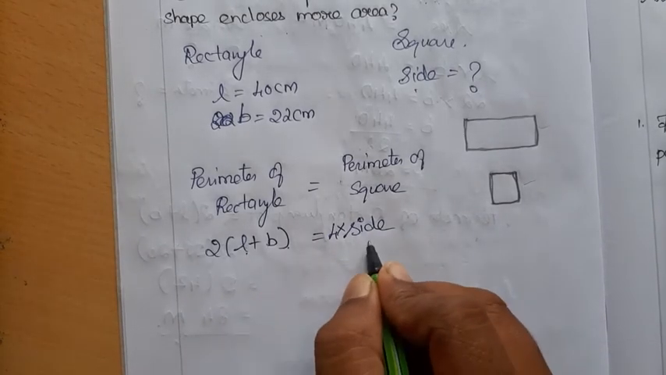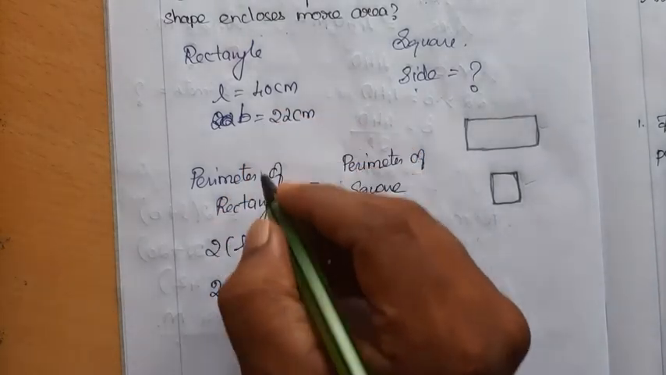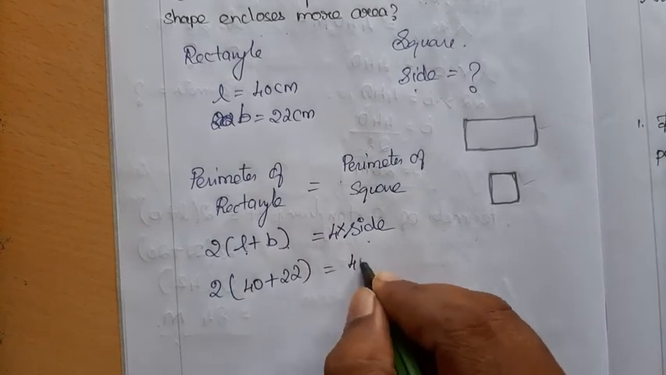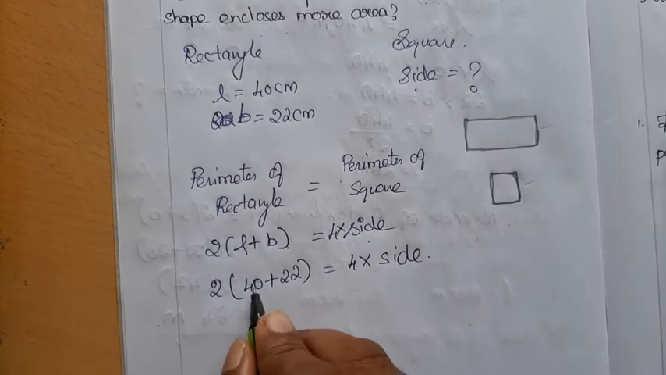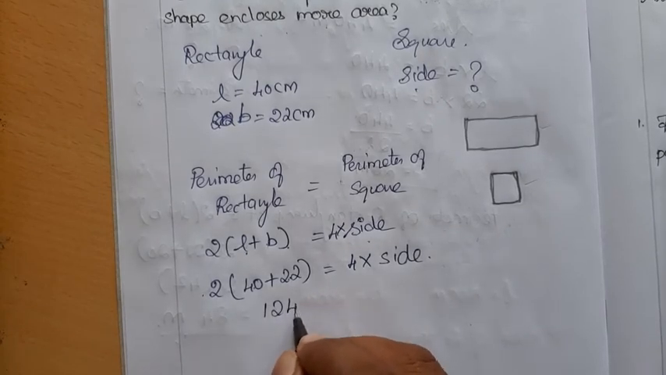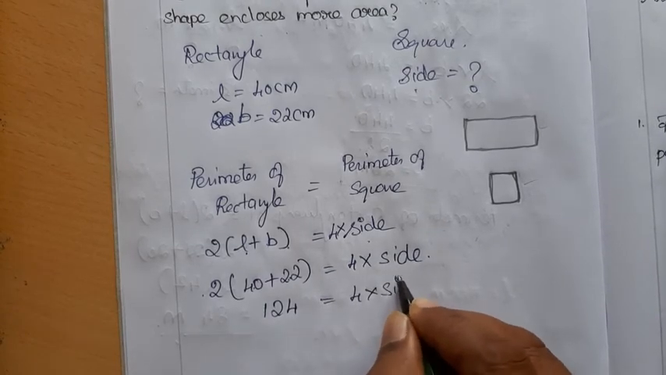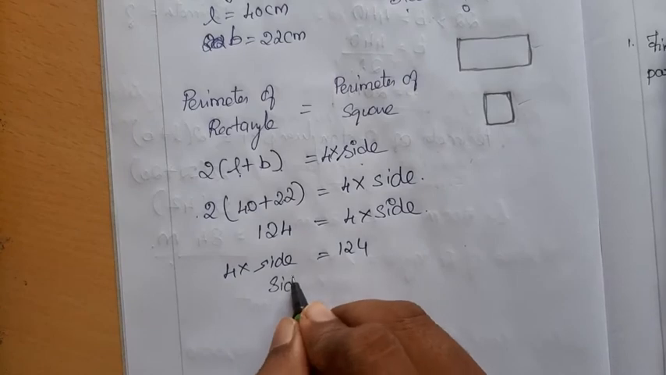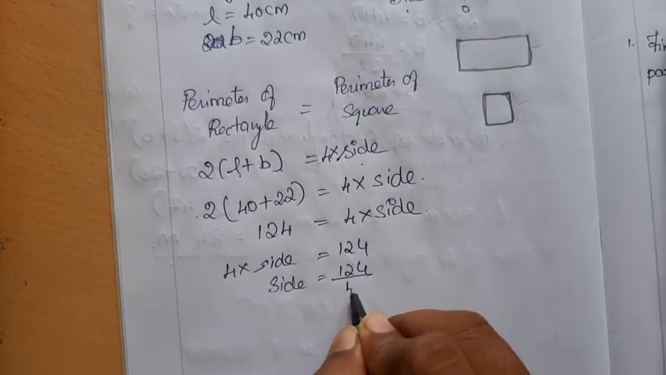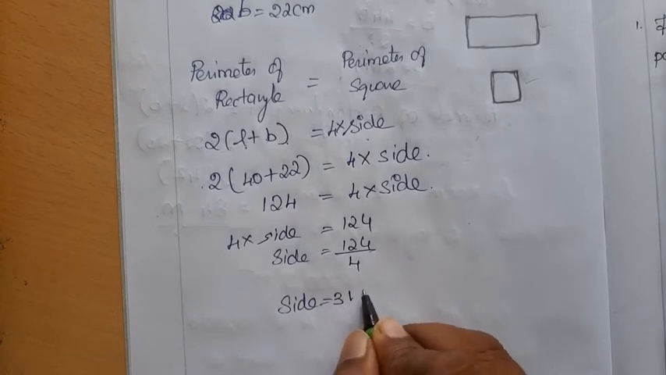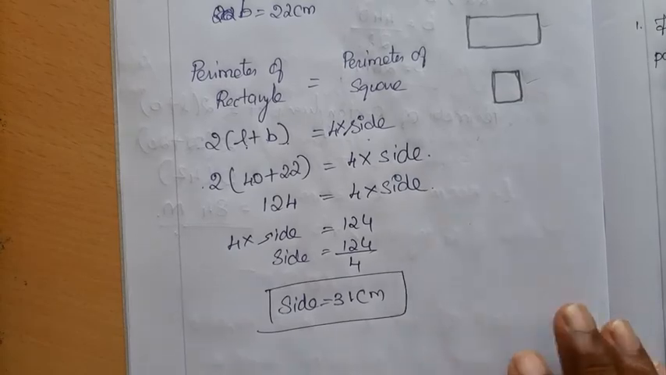We know the length and breadth, only the side we have to find. It's easy. So 2 into (length is 40 plus breadth is 22) is equal to 4 into side. So 40 plus 22 is 62. 62 into 2 is 124, which is equal to 4 into side. So we can rewrite as 4 into side is equal to 124. So to find the side, the 4 will become a division, 124 divided by 4, and this side is equal to 31 centimeter. So we found the side as 31 centimeter.